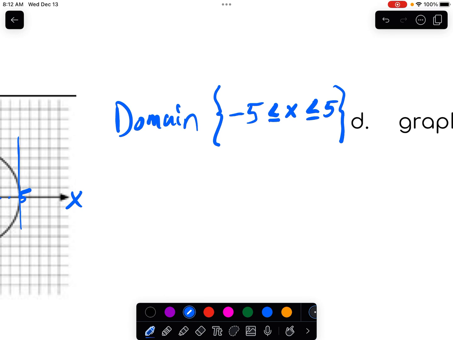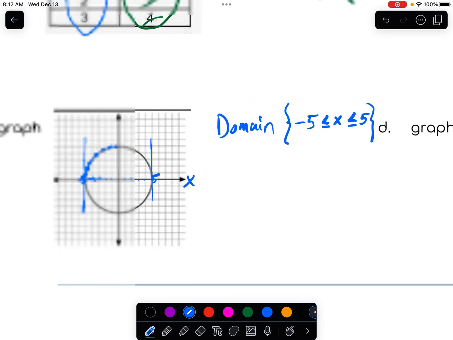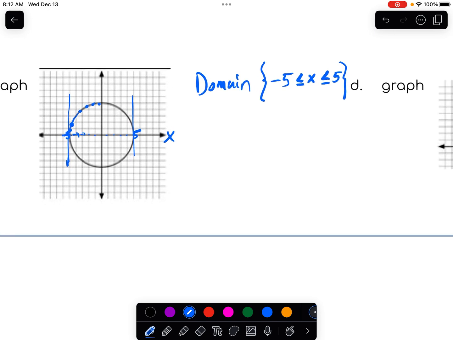So -5 is less than or equal to all of the x values, and all of the x values, all the inputs, are less than or equal to +5. So basically it's saying all the inputs could be anything between -5 and +5, and also including -5 and +5.